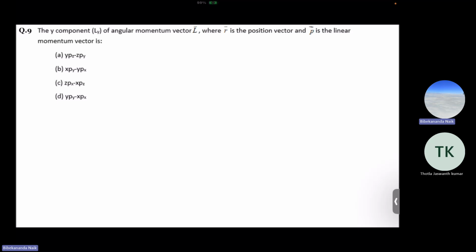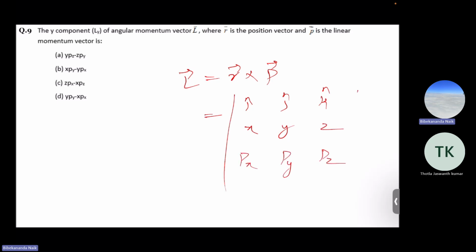So we know the expression for L vector is R vector cross P vector. So it is I cap, J cap, K cap, X, Y, Z, Px, Py, Pz. So if we solve it, L vector can be written as I cap Lx plus J cap Ly plus K cap Lz.